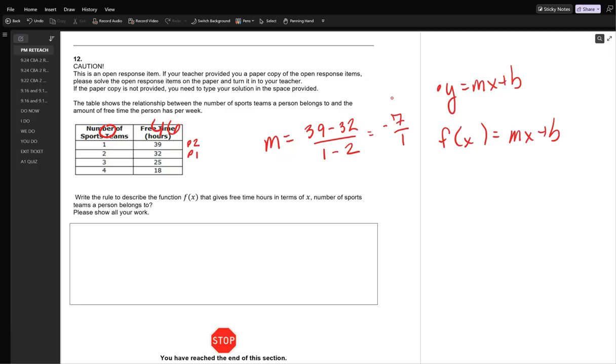Okay, so this here would be my y-intercept. So I've got my b, and I've got f of x equals negative 7x plus 46.